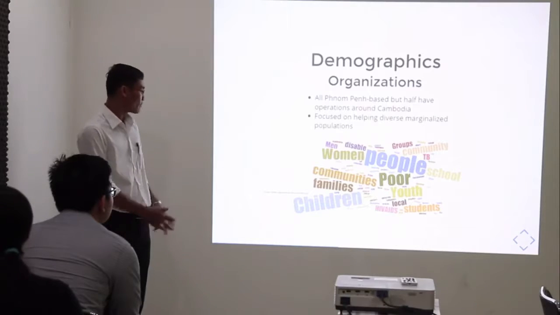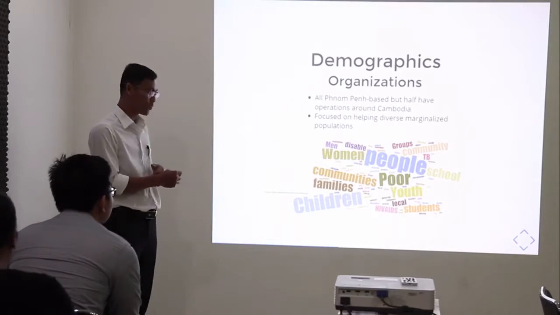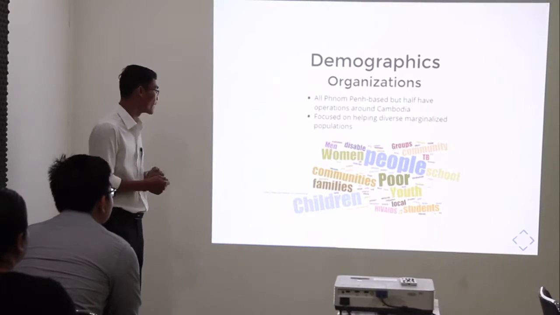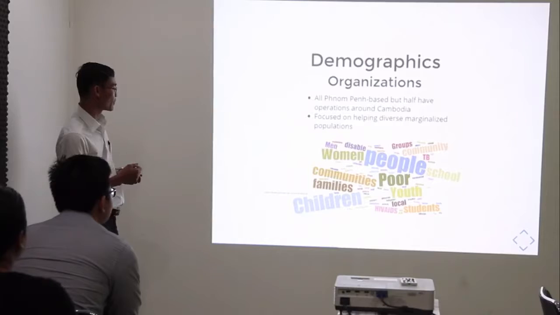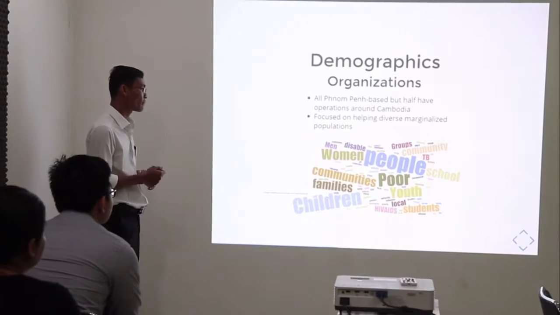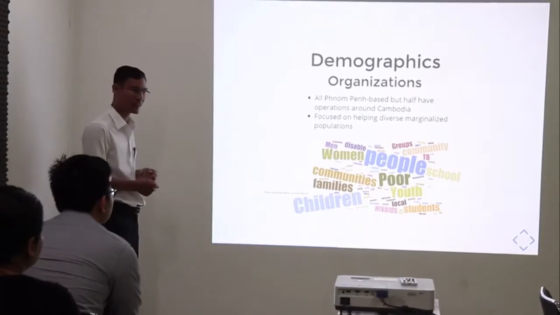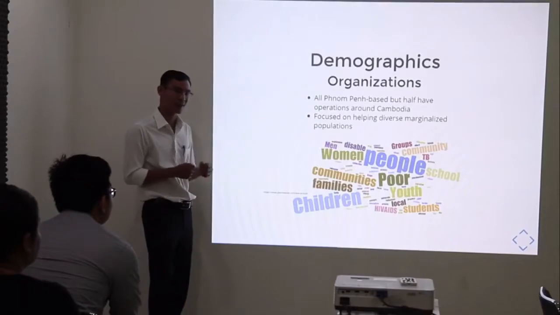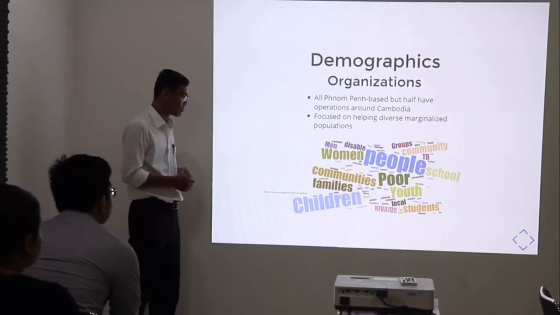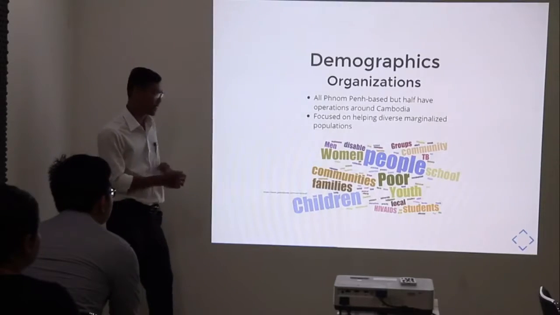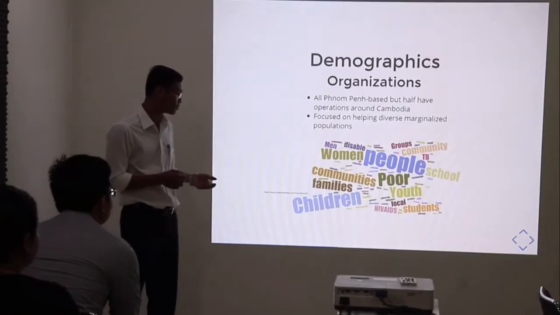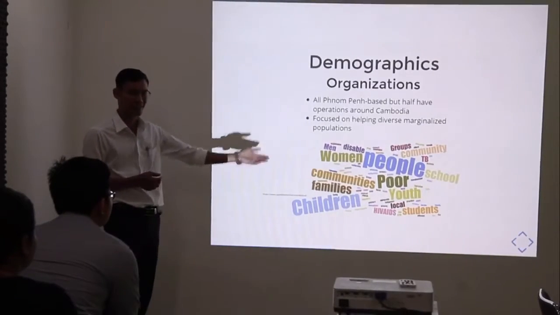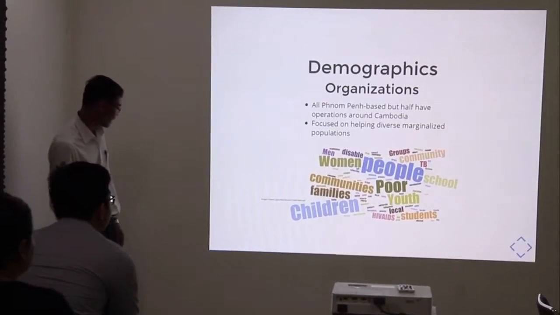And this is what we want to show: what those NGOs are focusing on. We refer to the beneficiary. Here we found that all the NGOs are focused on helping diverse marginalized populations, but those populations can be the same or different. Sometimes they can be similar. But the majority of those marginalized populations are community people, poor people, youth, children, and disabled people, as you can see here.